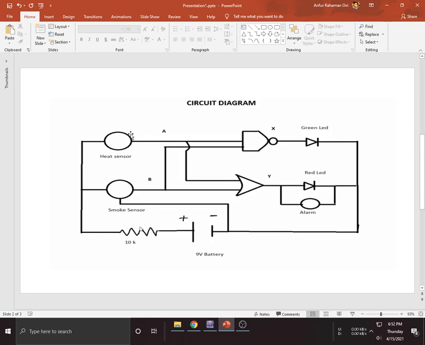In this circuit diagram we use a heat sensor, a smoke sensor, a 10K resistor, a 9-volt battery, a NAND gate, an OR gate, a green LED probe, a red LED probe and an alarm system.